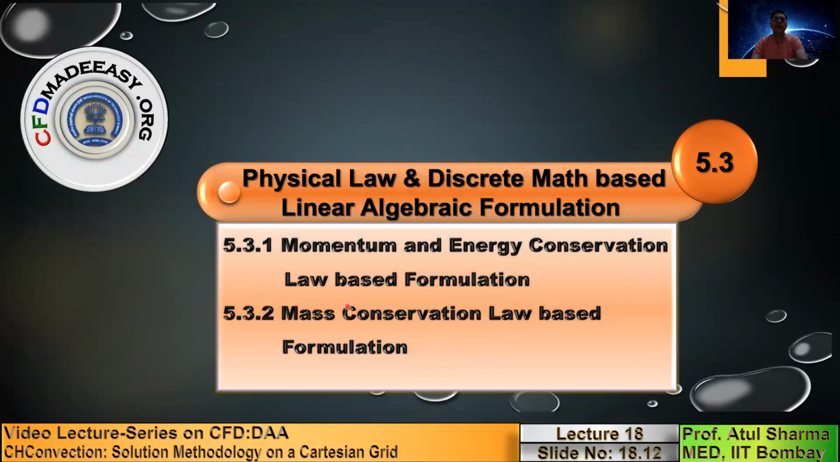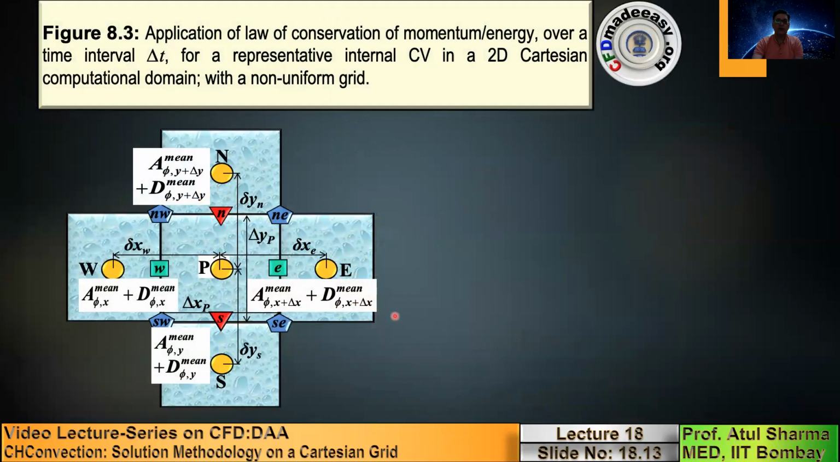After presenting the generalized variable and the conservation law, we'll start with the physical law and discrete math based linear algebraic formulation, where first we will start with momentum and energy transport and energy conservation law based formulation, and then we'll go into the mass conservation law based formulations. When you talk of momentum and energy conservation, it basically constitutes a transport process.